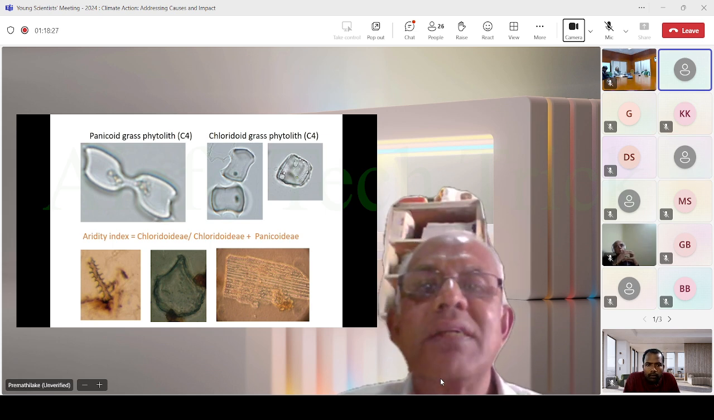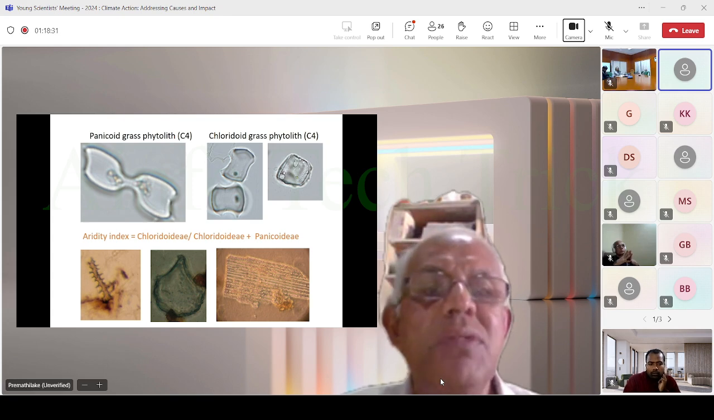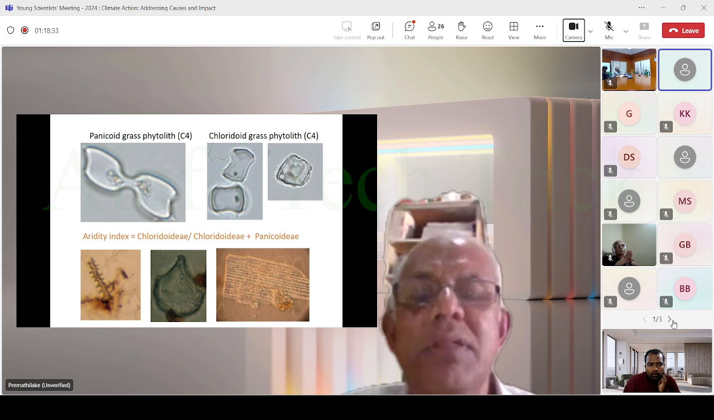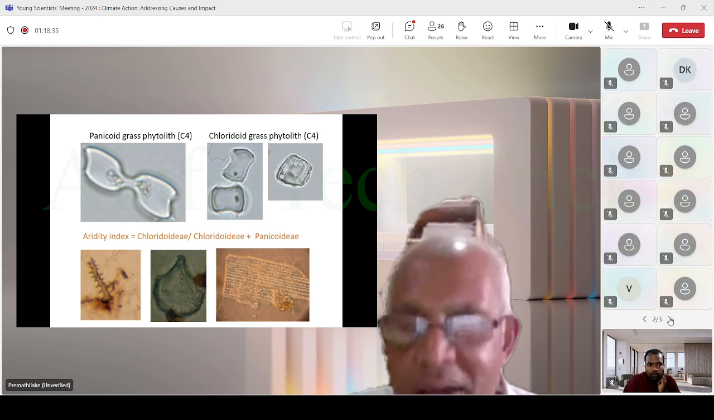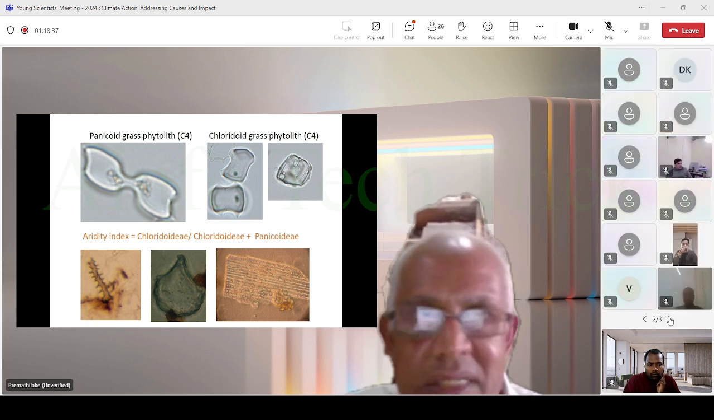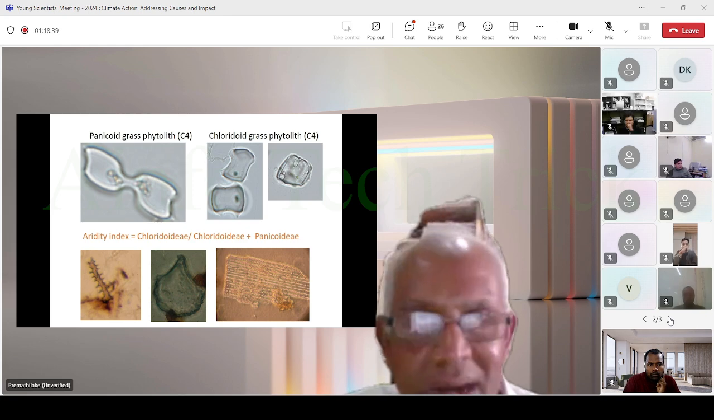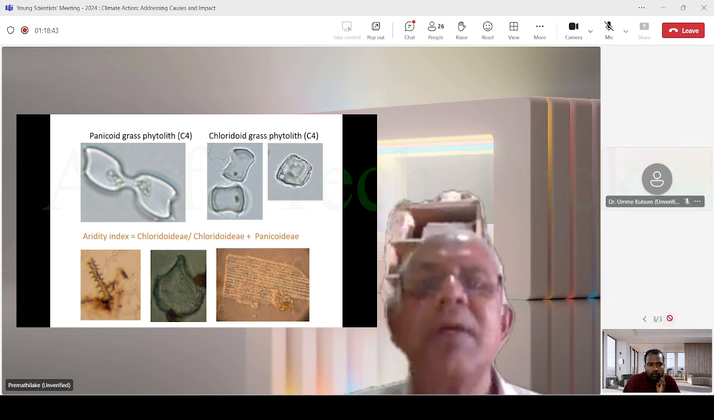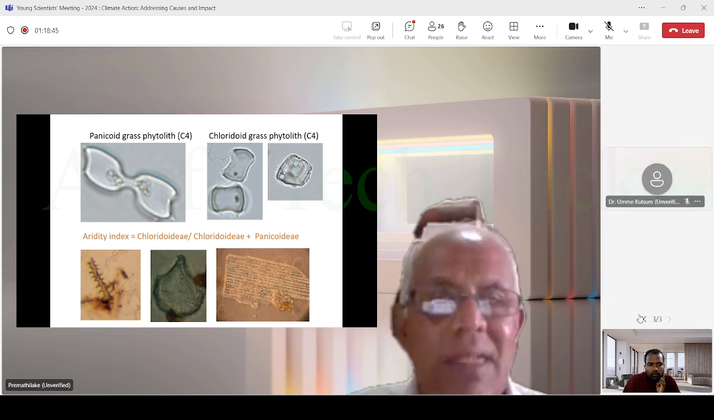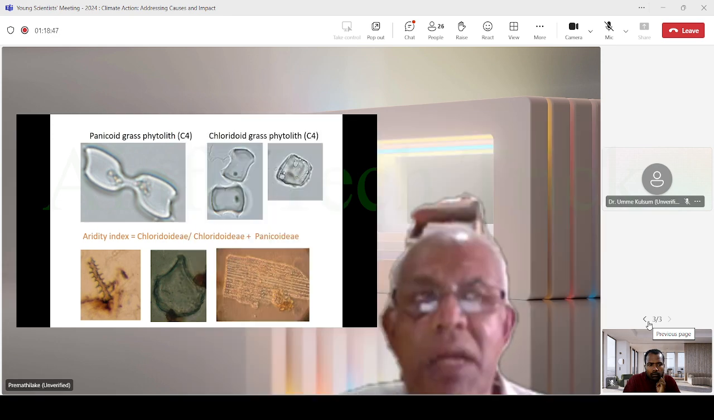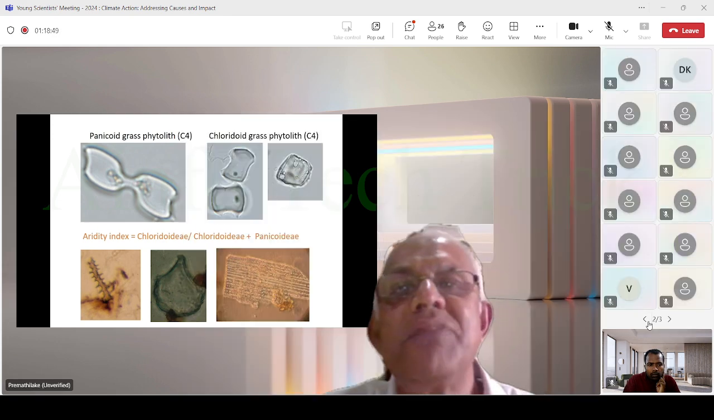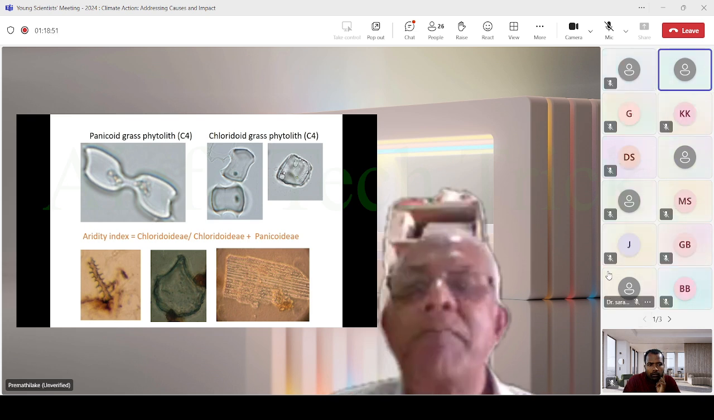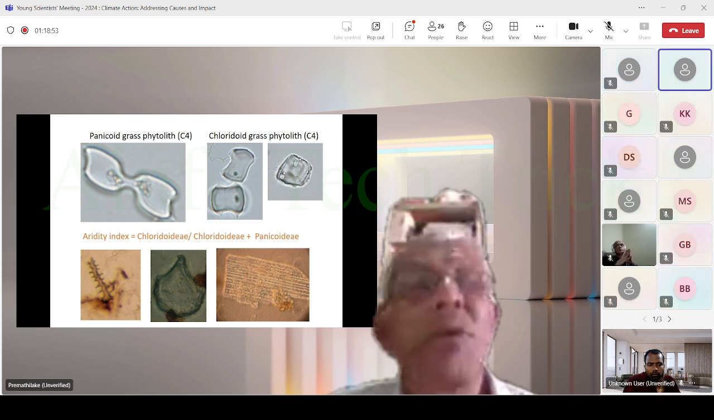Usually panicoid grasses produce a particular type of phytolith. Chloridoid-type grasses produce another particular type of phytolith. Both are C4 plants. Everybody is familiar with the plant systems. Usually grasses divide into 3 systems: C3 plants, C4 plants, and CAM plants. These plant systems are excellent indicators for understanding climate and environmental changes. The C4 plants usually produce panicoid and chloridoid type phytoliths.